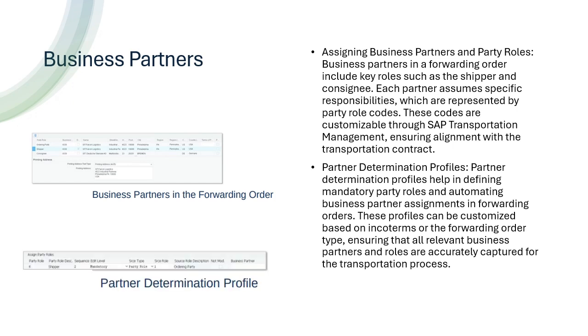And next is the partner determination profile. So this shows how partners like shippers, consignees, and carriers are automatically assigned to forwarding orders. This customization feature actually reduces manual input, streamlining the process of assigning roles, which also ensures that the right business partners are actually assigned to the specific stages of the transportation process, which also facilitates smooth operation.